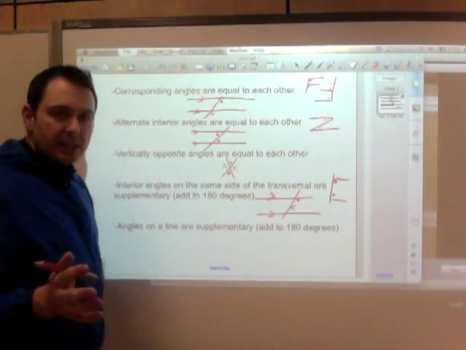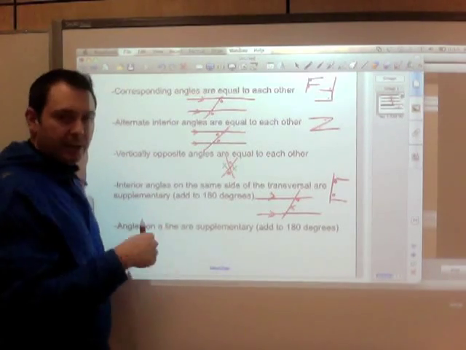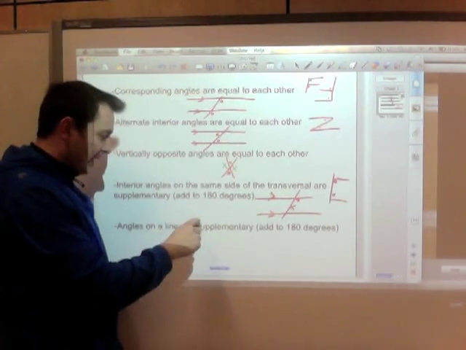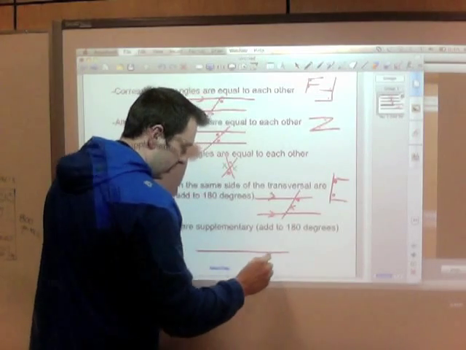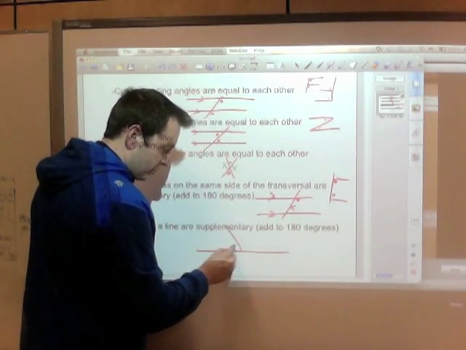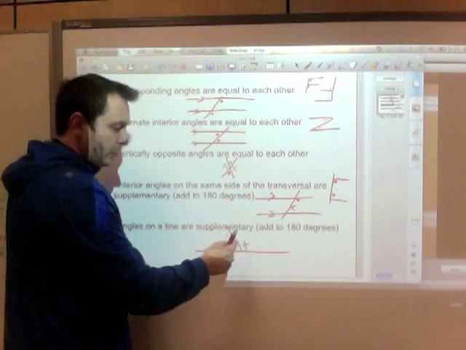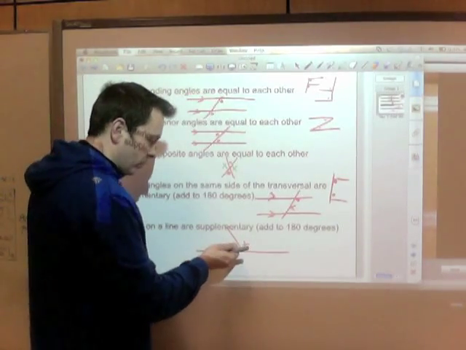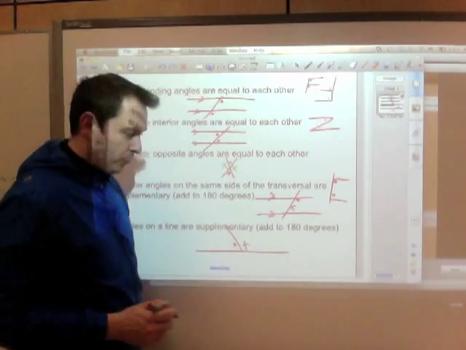And the last one, this is one you should have been working with, but I've put it in here because this is going to be used a little bit today. Angles on a line are supplementary. So if I have a line, and I have two angles, those two angles need to add to 180 degrees. If the one is 40, the other is 140.